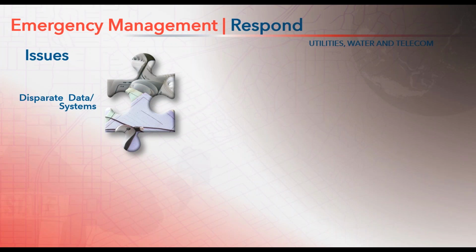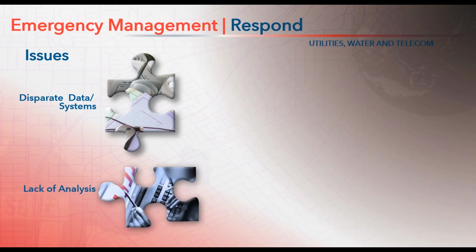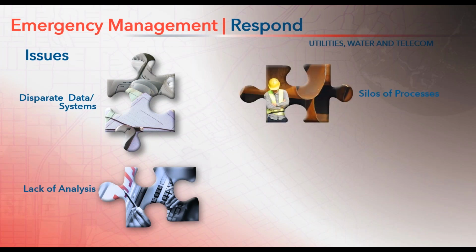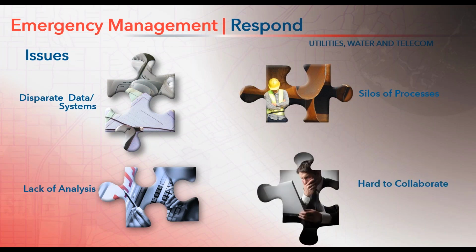The next is a lack of analysis. There is a need for fast results. For example, during a wildfire, there's no time to spend a week studying wind direction impacts. And next is silos of processes. I can tell you, nothing stresses an organization more during a disaster than bureaucracy and silos and non-integrated systems. And finally, lack of collaboration. This inhibits communication and coordination when you need it the most.